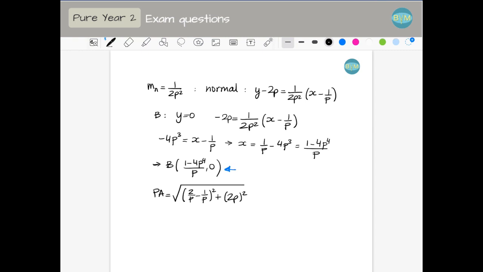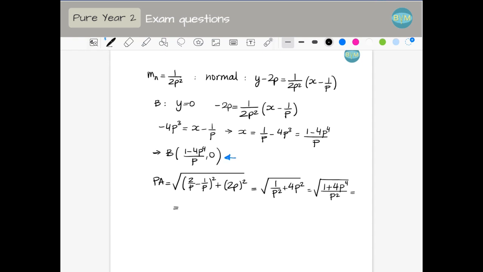And I can work a bit with the expression, but not too much. So it's going to be the square root of, 2 over p minus 1 over p is 1 over p, so this is 1 over p squared. So I have 1 over p squared plus 4p squared. I can add those two, and I have 1 plus 4p to the power of 4 divided by p squared. And I can take the p squared out of the square root. So I have root of 1 plus 4p to the power of 4, divided by p. That's PA. Then I'm going to do PB, and then I'm going to see the ratio.